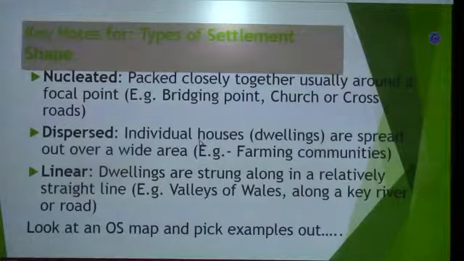Or linear, where the dwellings are actually along a straight line. Very often due to a valley. Obviously if you've got steep sides you have to go along the valley floor, therefore it will be linear, and we use Wales as our case study here, the valleys of Wales, or it could be along a river or indeed a key road. And again you might be asked to look at an OS map and pick examples out of nucleated, dispersed or linear types of settlement.